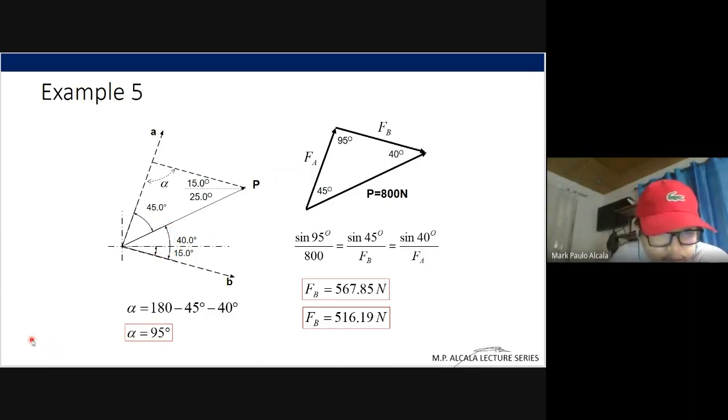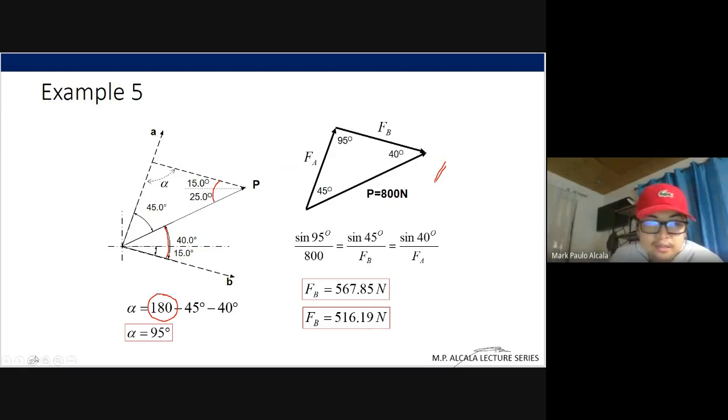Let me draw in order for you to understand. This will be 40 degrees, the equivalent, and this one is your 40 degrees. So 40 plus 45, in order for you to identify alpha, 180 degrees, the sum of the interior angles in a triangle, minus 45 minus 40, that will be equivalent to 95 degrees. And then, solving further, we will have this triangle. Using the sine law, we can simply get now FA and FB.